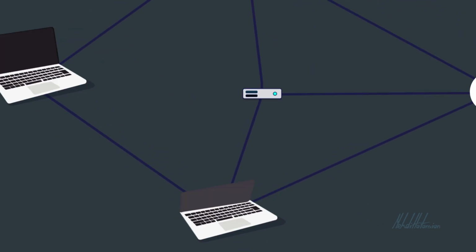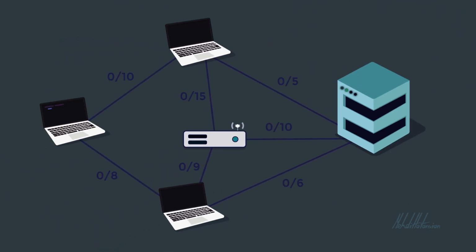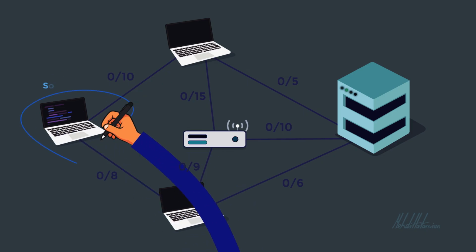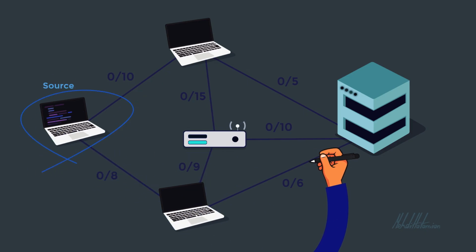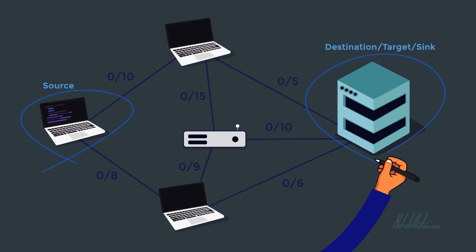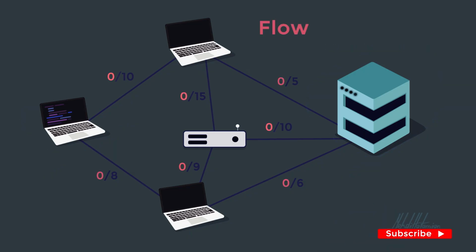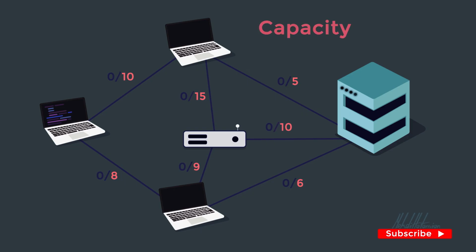Now let's move to a more concrete example. Imagine we have a small network in which one laptop acts as the source. This is where the data starts. The server acts as the destination, which is also called the sink or target. Our goal is to transfer data packets from the source to the destination through the available connections in the network. But each connection has a limited capacity, so not all packets can move freely at the same time.